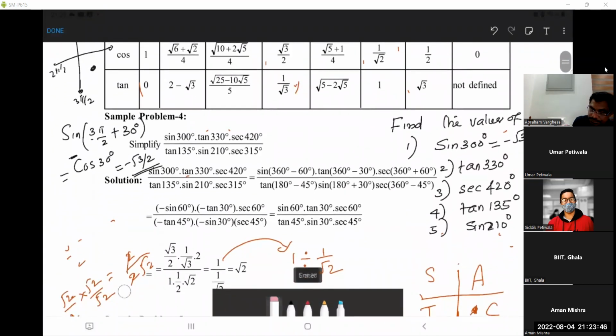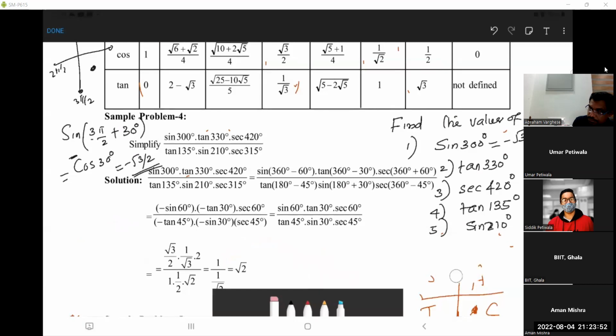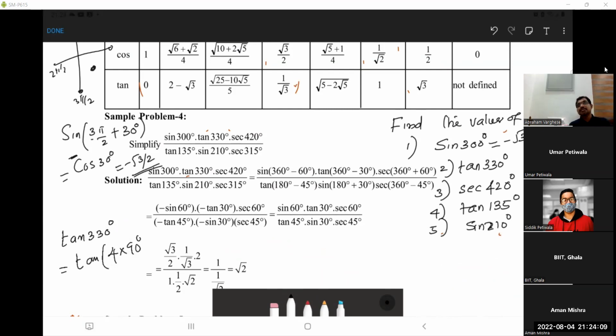Now, the second one. I want to find tan 330. How can I write tan 330? I can write it as 4 multiplied by 90, which is 360, minus 30. 4 is an even number. If it is an even number, tan will give the same tan. So tan 30.